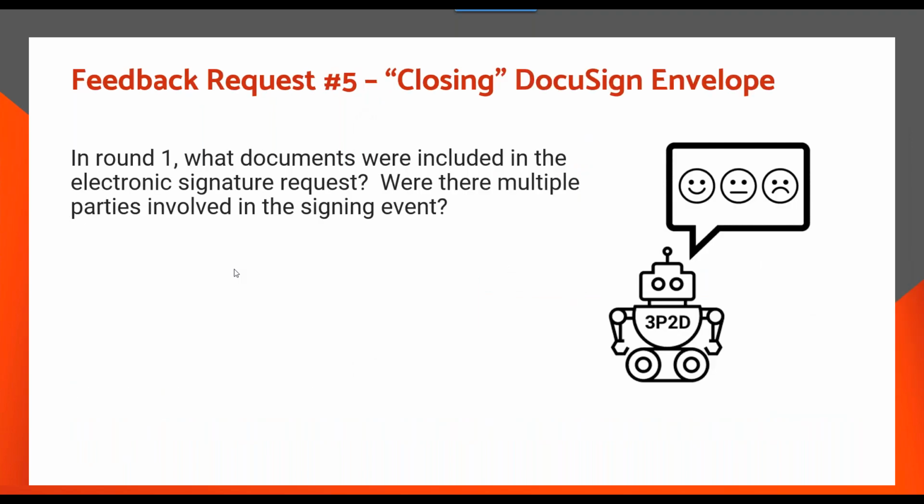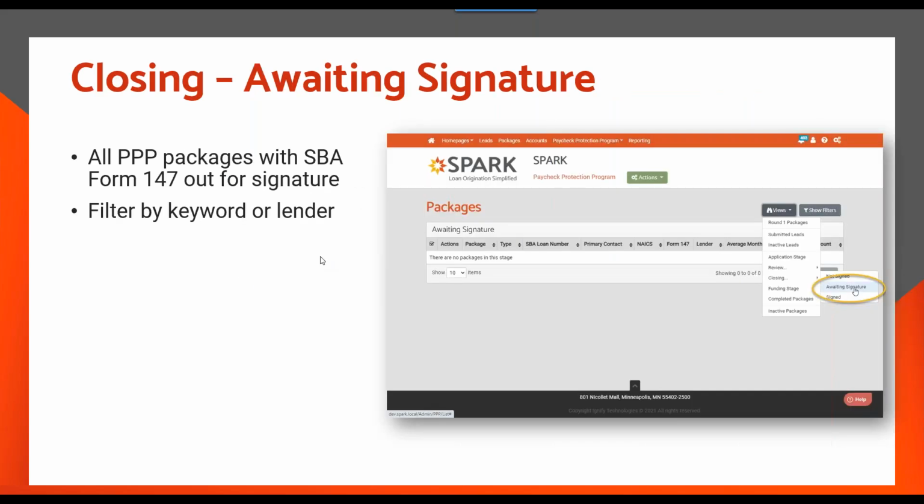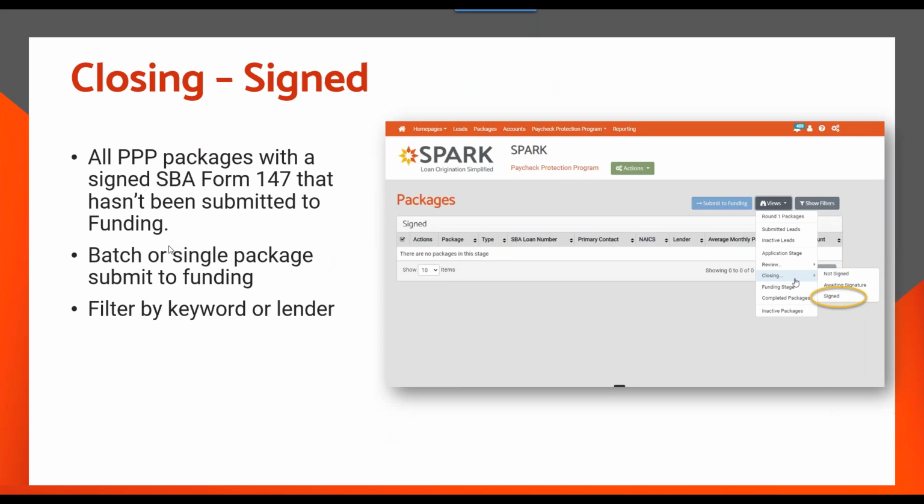All right, and this is similar to that original. We would like some more information about what you included in your closing packet or your closing DocuSign envelope. Moving on to follow this process flow, our next view is awaiting signature. Those are all of those closing packets that are out for signature. And then finally, we have signed. So once it comes back and we get the signed 147, and that's been attached to the correct placeholder, we know that it's now in a signed status. And really that next major action that the lender would take is to move it over to funding.